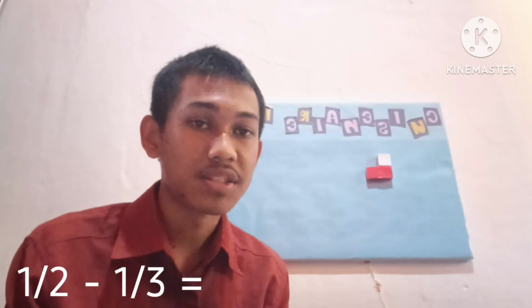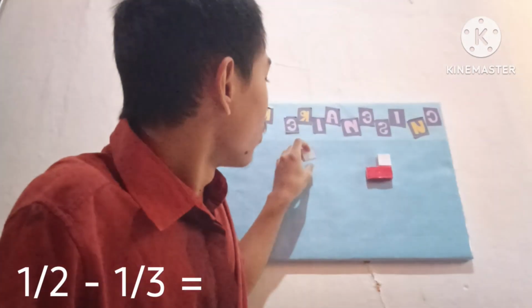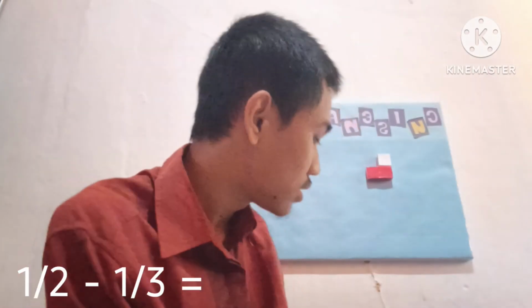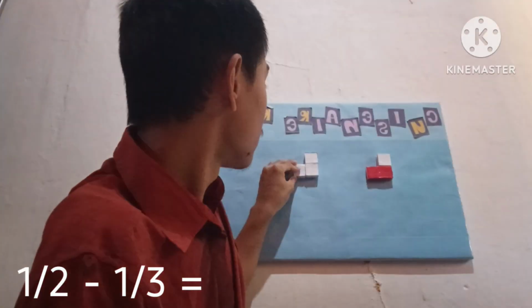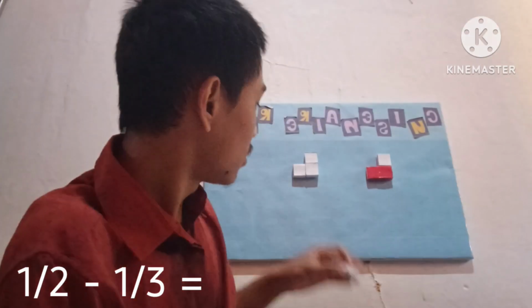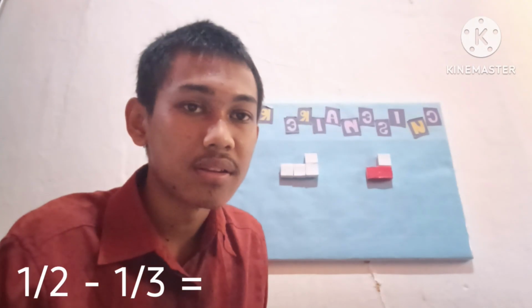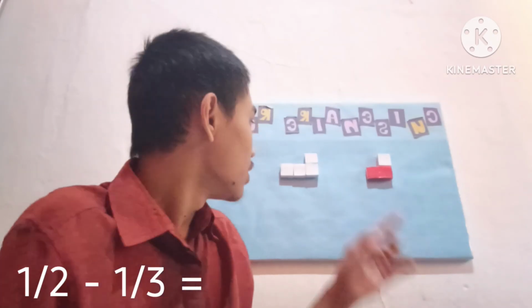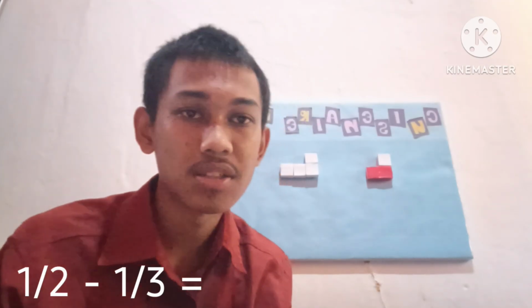Next, a third. I will use 1 white rod as the numerator and 3 white rods as the denominator. 3 units here, 3 units. We need to find a rod that can be represented by 3 white rods, which I already explained before. The rod is the light green rod.